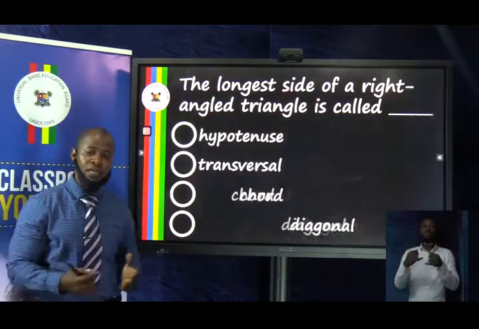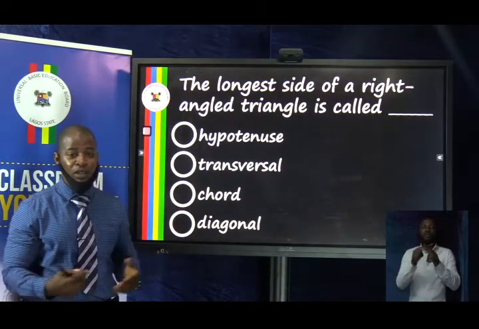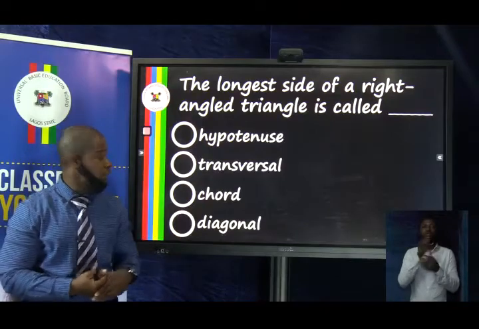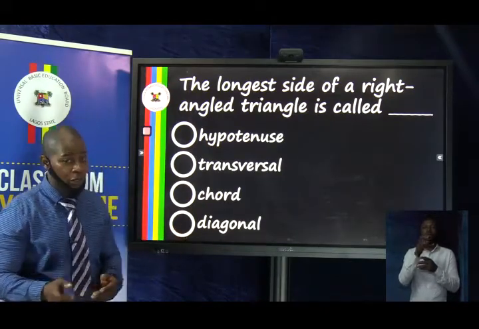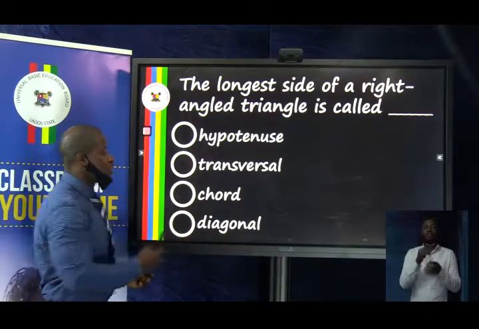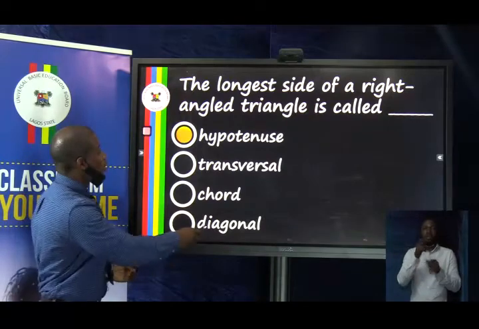The longer side of a right angle triangle is called what? That should be easy for you. There's nothing to calculate there. The options are hypotenuse, transversal, chord, or diagonal. I believe you've selected your answer. It is called the hypotenuse. As you can see, good job you.